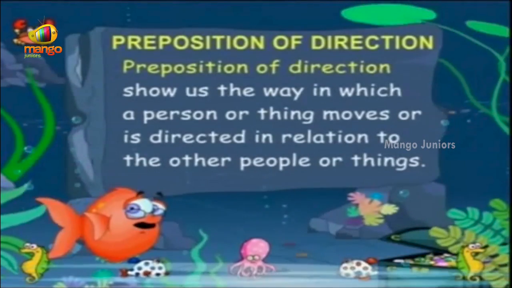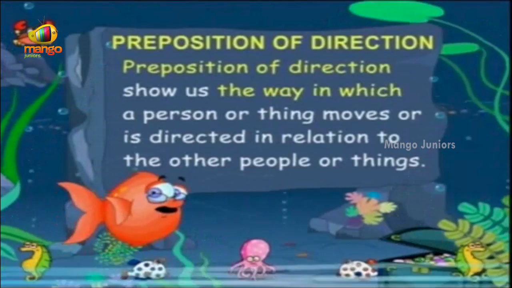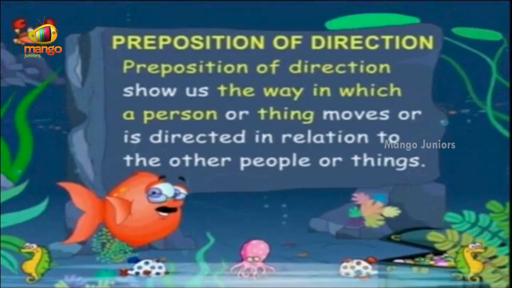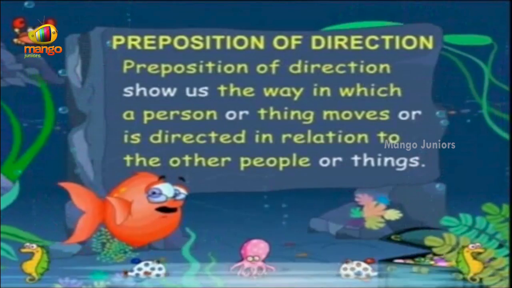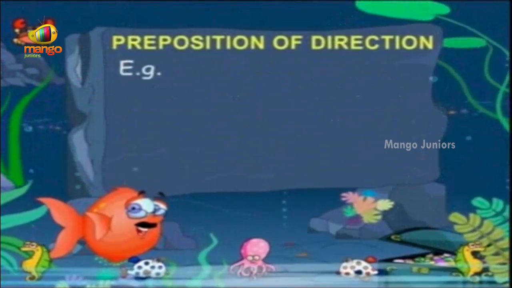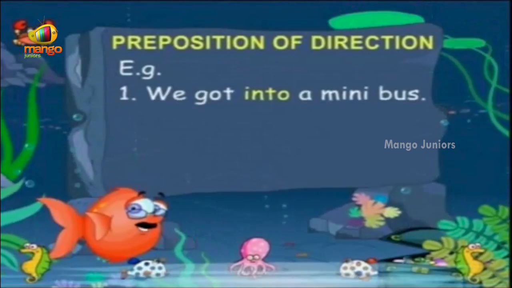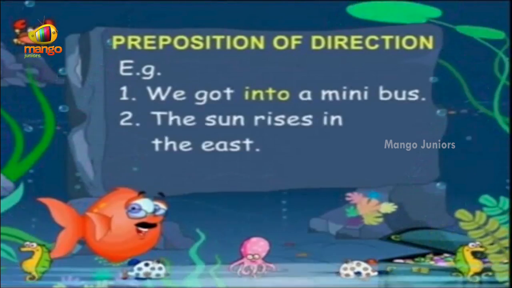Preposition of direction shows us the way in which a person or thing moves or is directed in relation to the other people or things. Example, we got into a minibus. The sun rises in the east.